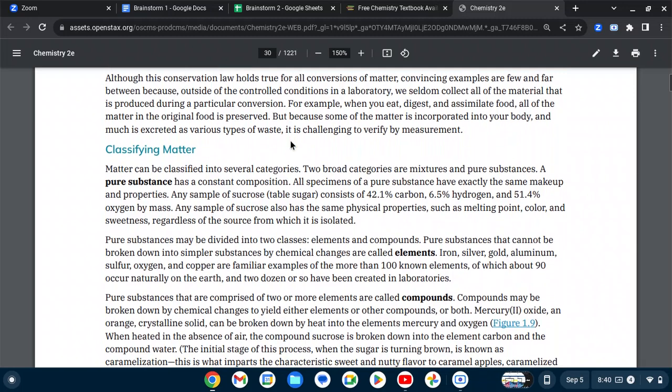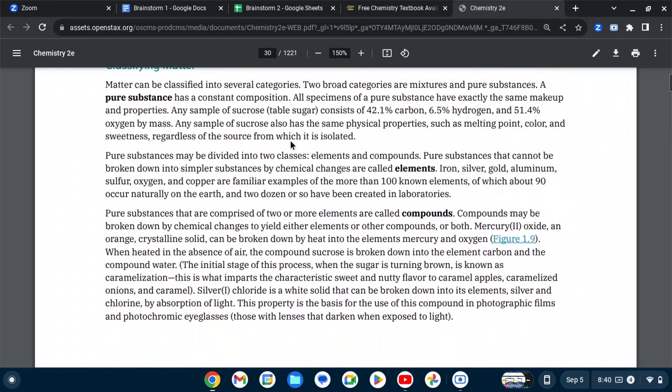Although this conservation law holds true for all conversions of matter, convincing examples are few and far between because, outside of the controlled conditions in a laboratory, we seldom collect all the material that is produced during a particular conversion. For example, when you eat, digest, and assimilate food, all the matter in the original food is preserved. But because some of the matter is incorporated into your body and much is excreted as various types of waste, it is challenging to verify by measurement.